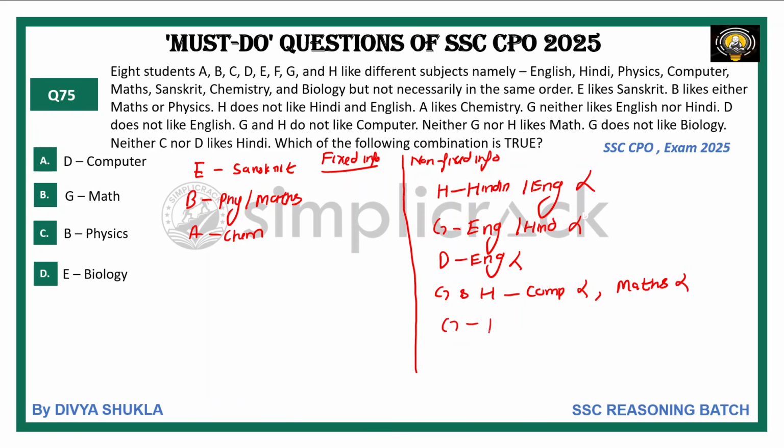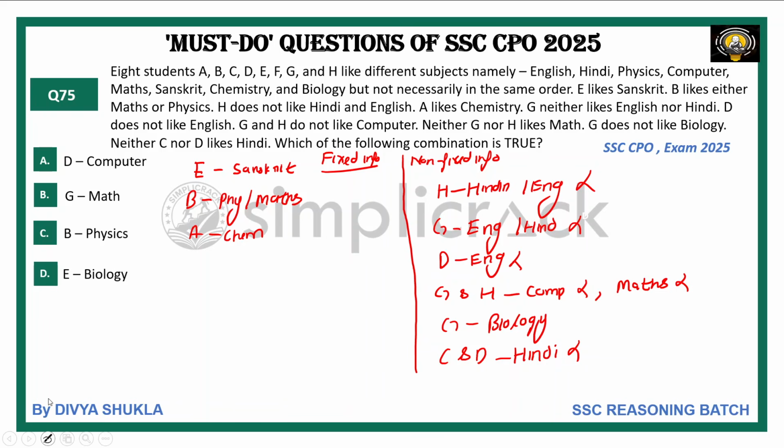G also does not like biology. And neither C nor D likes Hindi. Now how to solve this type of question?